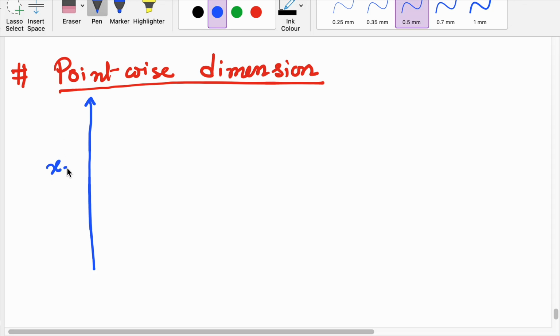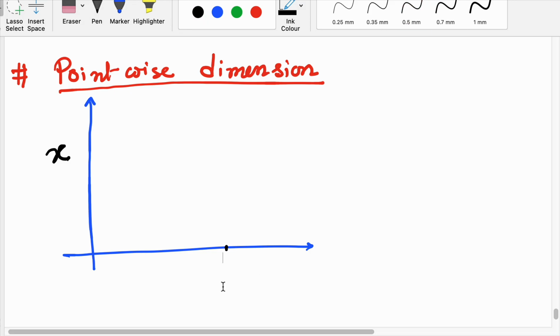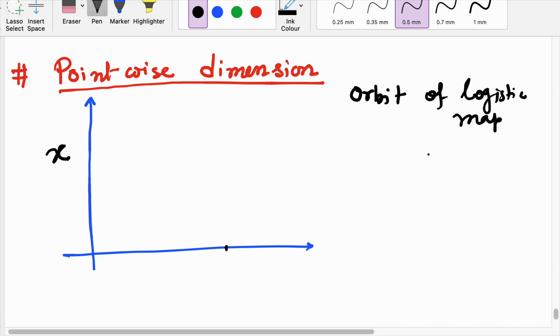x n plus 1, and suppose this is xn. Suppose we are starting from, suppose this is, I am drawing the orbit of the logistic map in an R where chaos exists. Suppose this is x0.